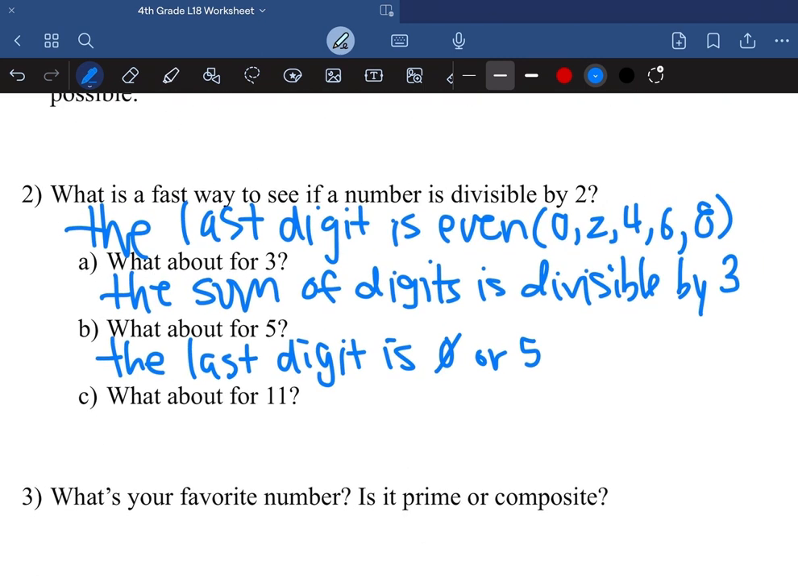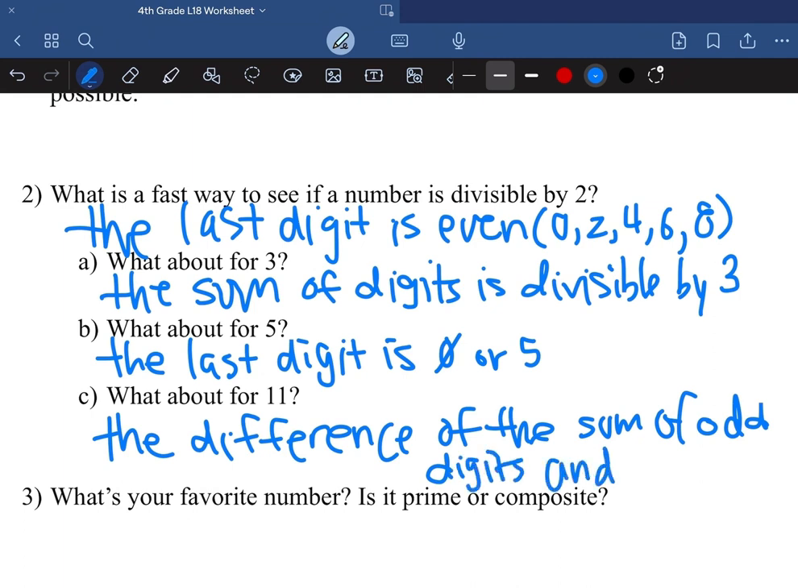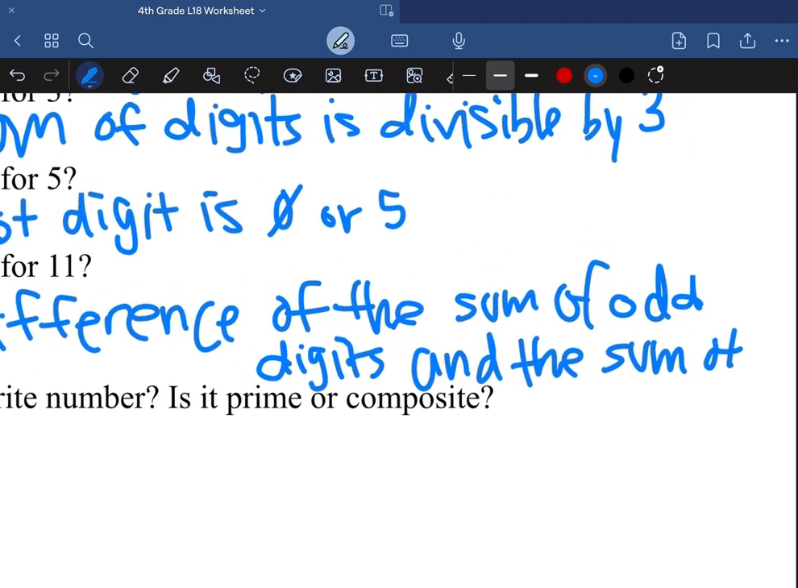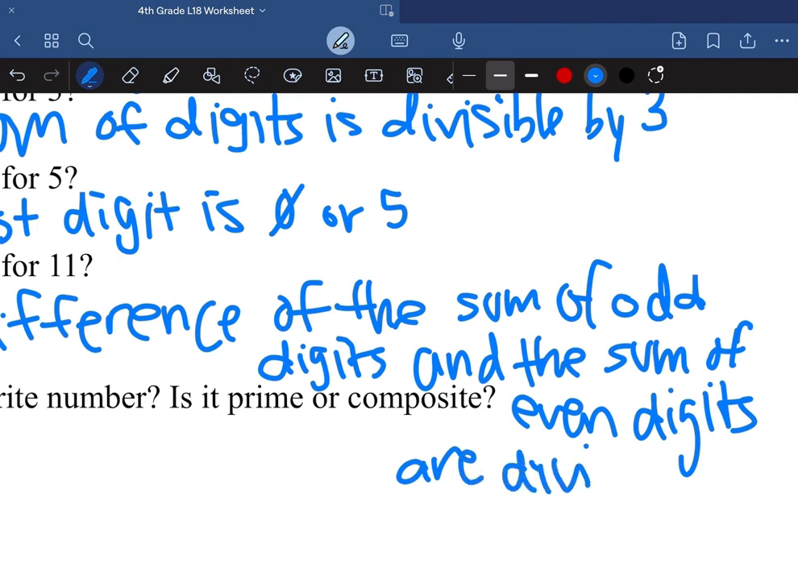We can tell if a number is divisible by 11 if the difference of the sum of odd digits and the sum of even digits is divisible by 11.